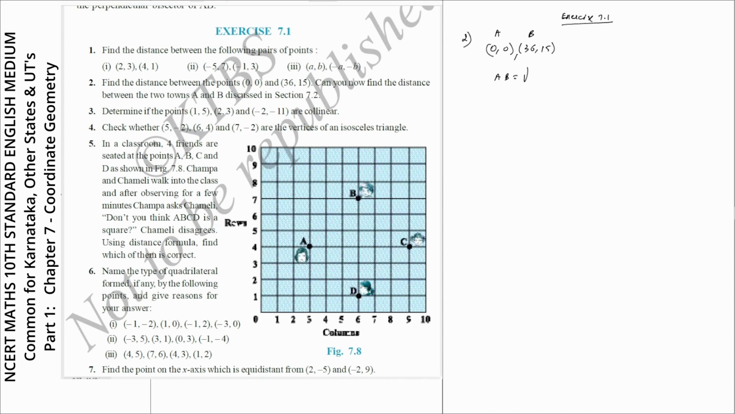So this is equal to the square root of (x2 minus x1) the whole square plus (y2 minus y1) the whole square. So x2 is 36, 36 minus 0 the whole square, plus y2 is 15, 15 minus 0 the whole square. So this is simply 36 square plus 15 square.